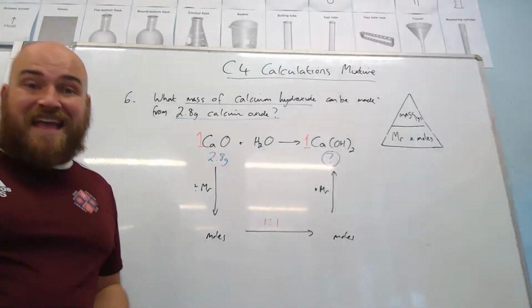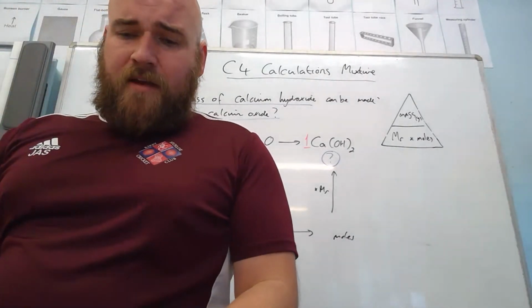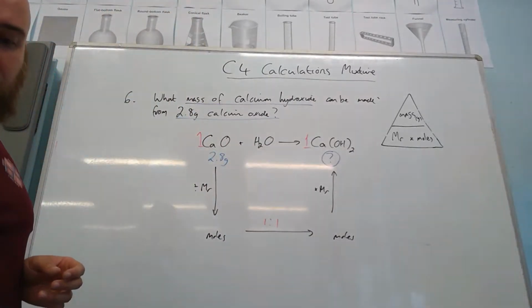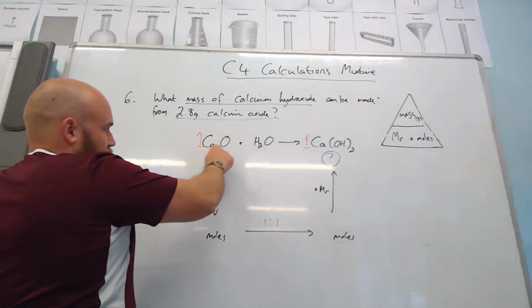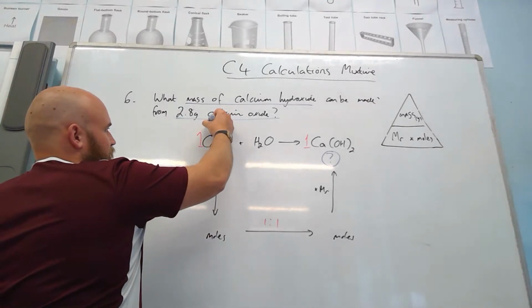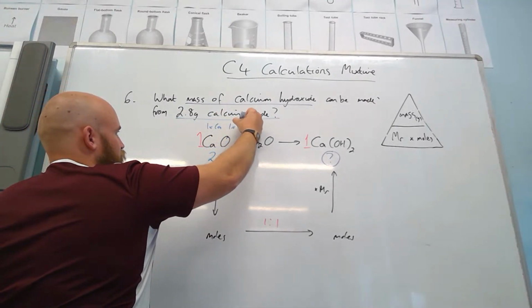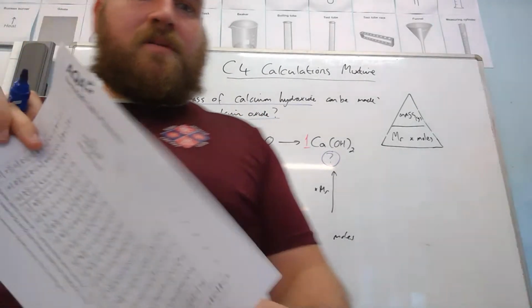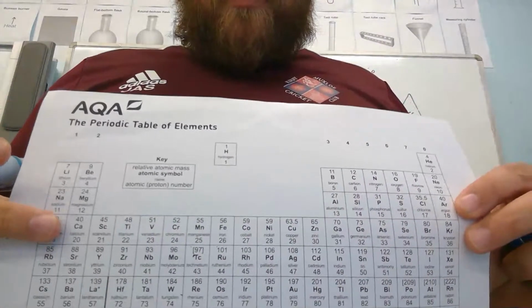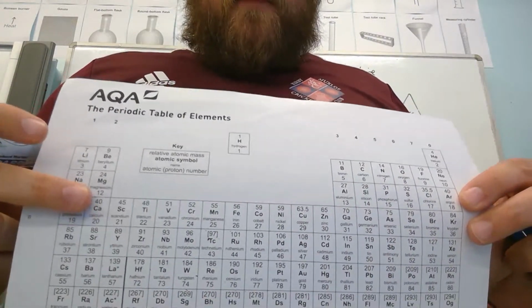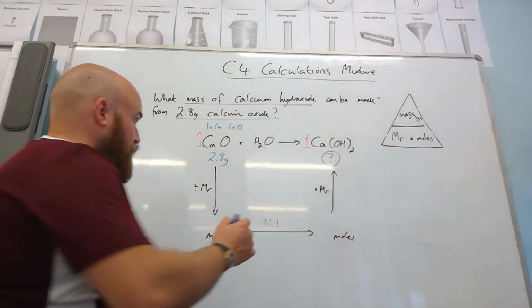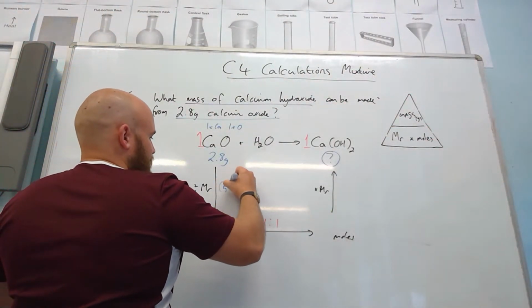So before I start doing any calculations, I am going to calculate the MRs of the different chemicals I'm looking at. So calcium oxide, it's got 1 calcium and 1 oxygen. So if I look at the periodic table, what does calcium have a mass of? So calcium is just there, 40, and oxygen, as we know by now, is 16. So it's 40 plus 16, 56.